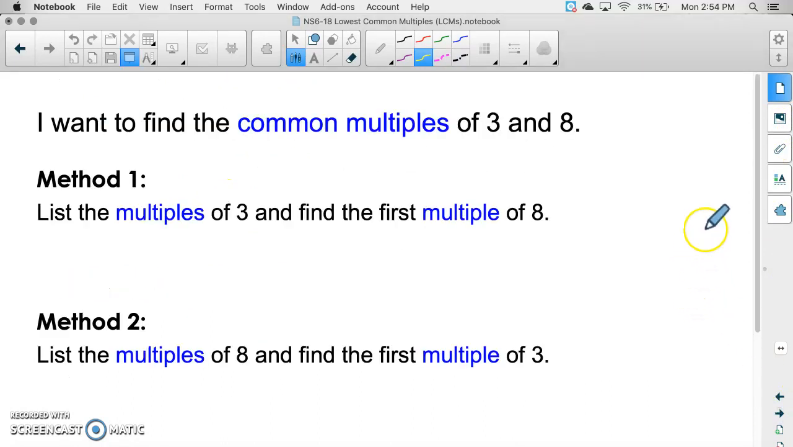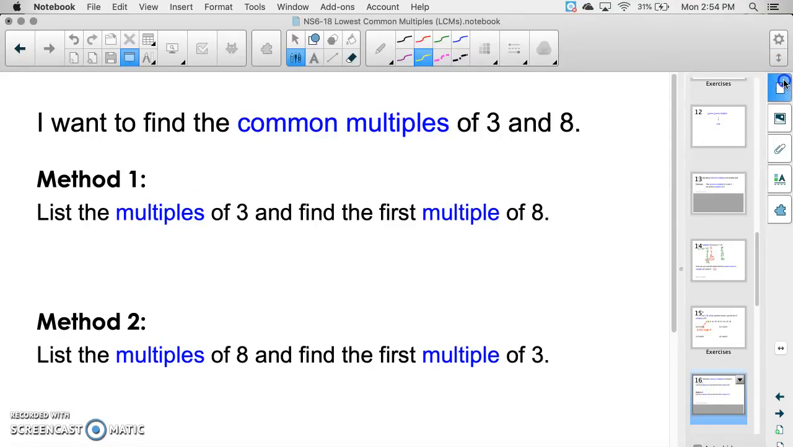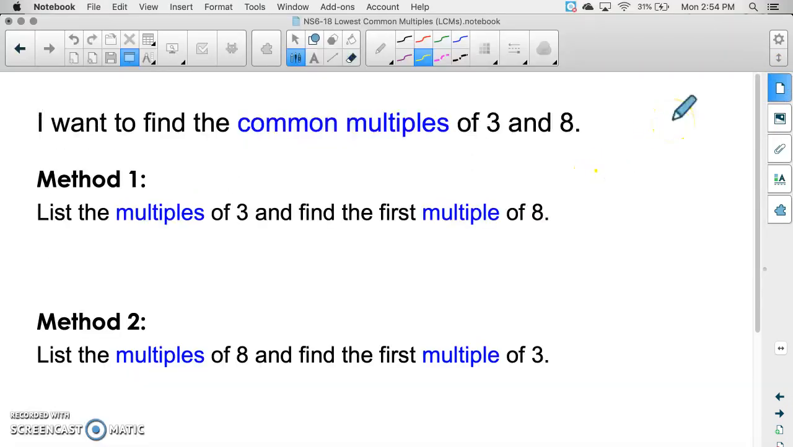Now, if I want to find the common multiples of 3 and 8, there's two methods that I could do. I could first list the multiples of 3 and find the first multiple of 8. Or I could list the multiples of 8 and find the first multiple of 3. Either way, you're going to end up getting the same answer because they're both multiples.